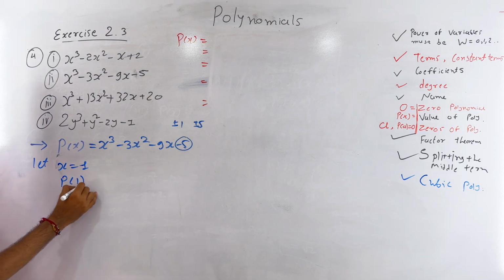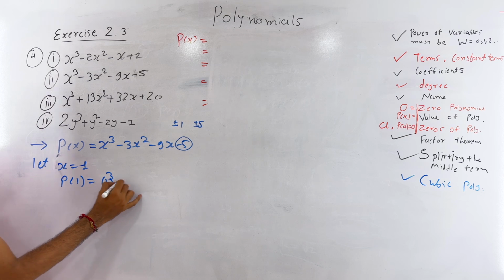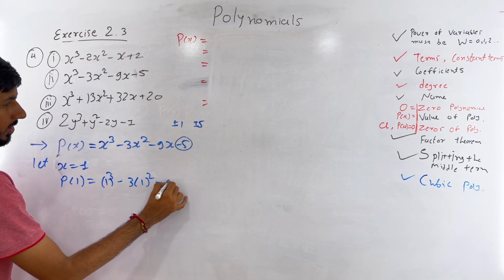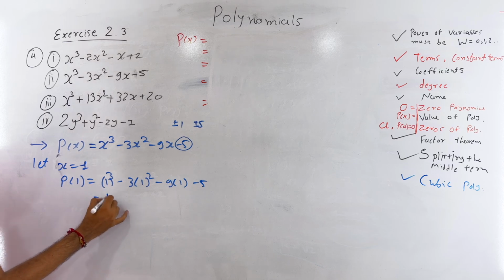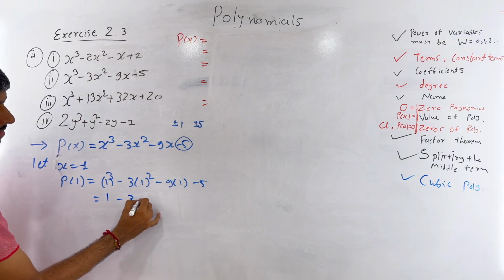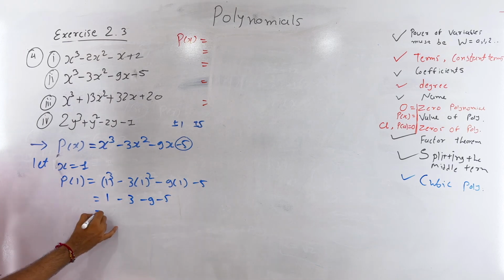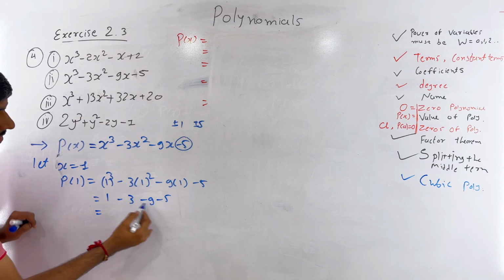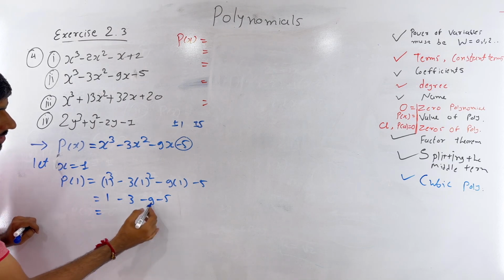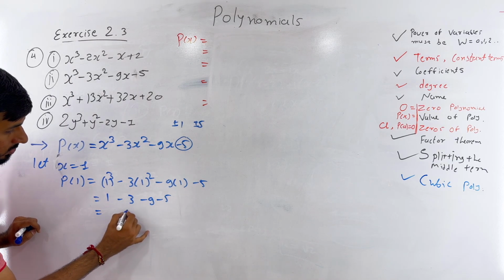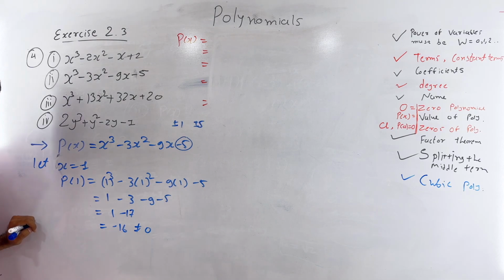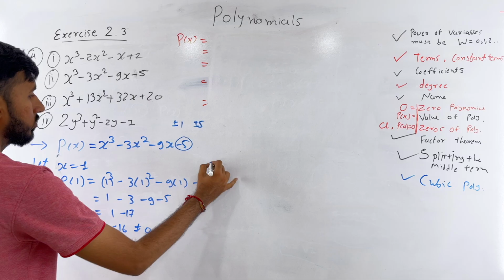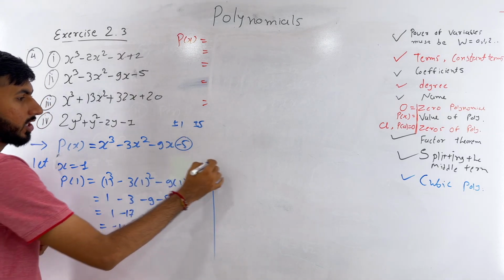Now p of 1 will be 1 cube minus 3 bracket 1 square minus 9 bracket 1 minus 5, right? So 1 cube will be 1, minus 3, minus 9, minus 5. So my answer will be 1 minus 17 plus 1, that is minus 16. It is not equal to 0. So we have to try another one.